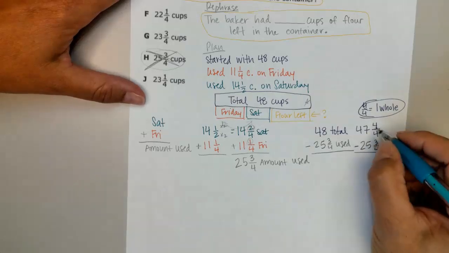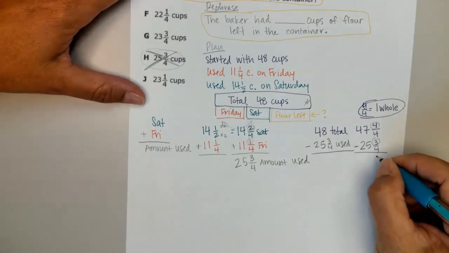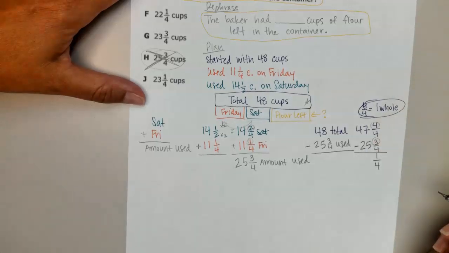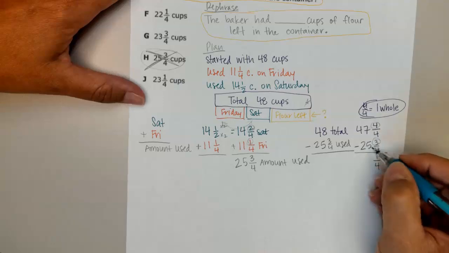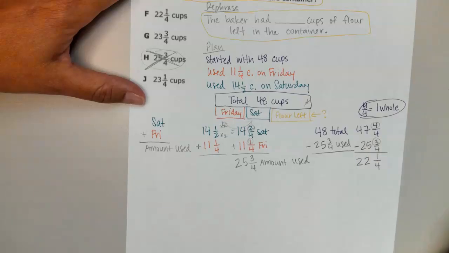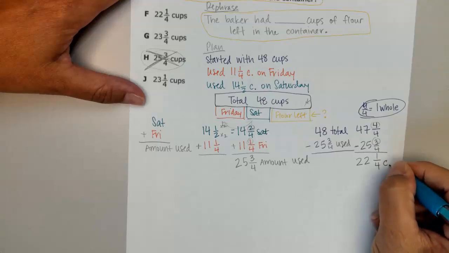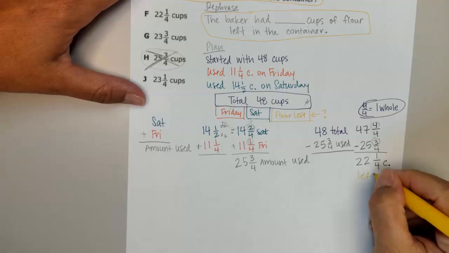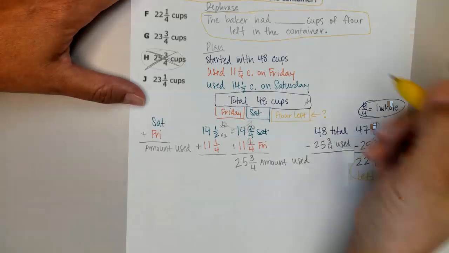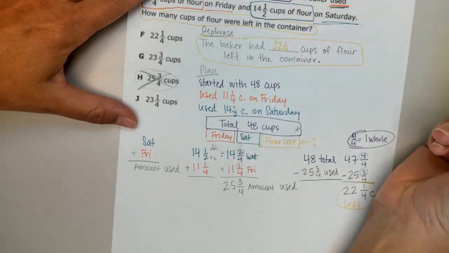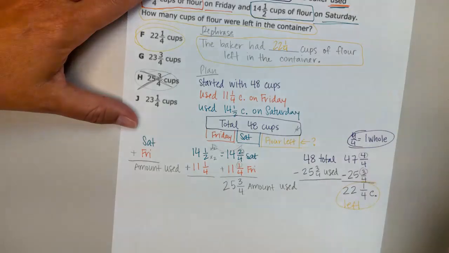So now I'll subtract. I subtract my numerators. 4 take away 3 is 1. I bring my denominators down, and now I can subtract my whole numbers. 7 take away 5 is 2. 4 take away 2 is 2. 22 1/4 cups of flour is what is left in the container. So the baker had 22 1/4 cups of flour left in the container.